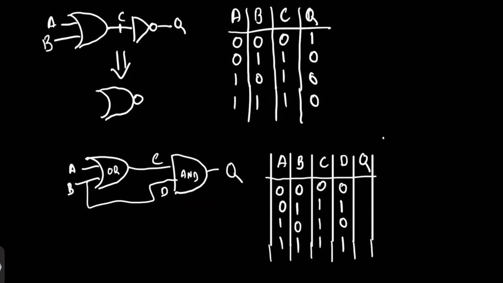Now, C and D both go through an AND gate. AND means that both of them have to be a 1, right? So if C is a 0 and D is a 0, Q will be a 0. If C is a 1 and D is a 1, what will Q be? 1. If only C is 1, what will Q be? 0. All right, 1, 1, 1, right? And there you go. That's the final truth table.